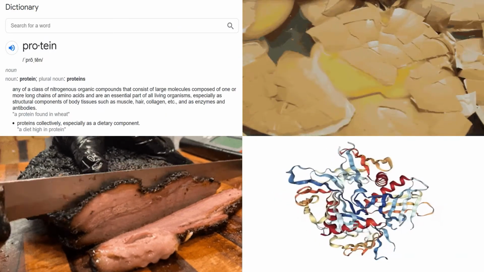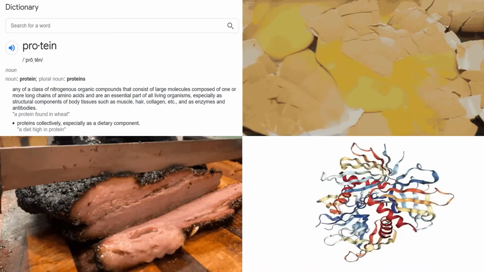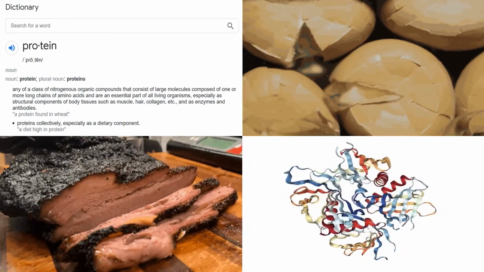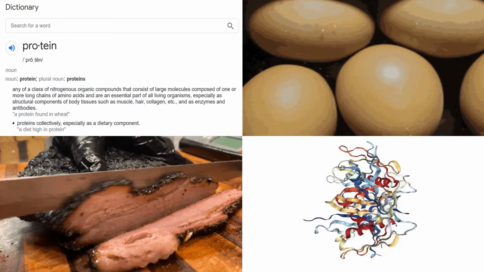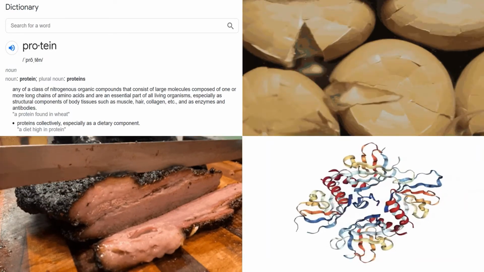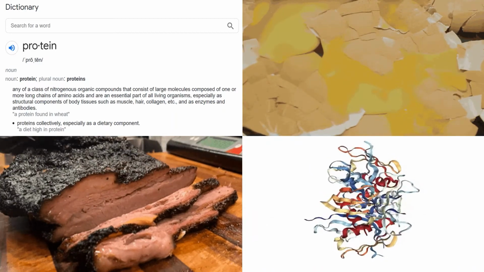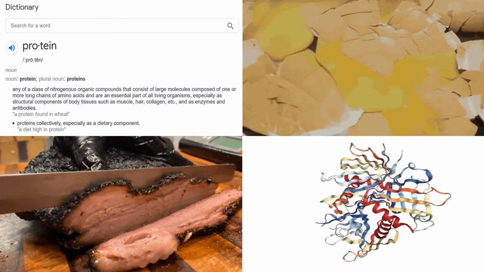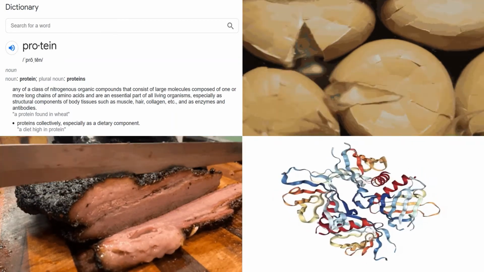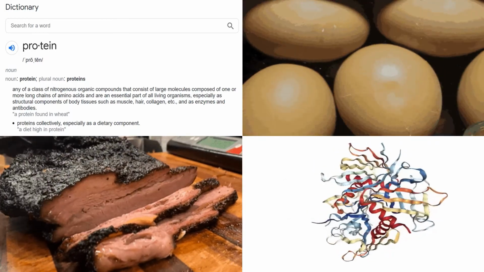All right, proteins, very, very important macromolecule. So a protein is any of a class of nitrogenous organic compounds that consist of large molecules composed of one or more long chains of amino acids and are an essential part of all living organisms, especially of structural components of body tissues such as muscle, hair, collagen, etc., and as enzymes and antibodies. Proteins, long story short, they can do just about anything in the body. So they structurally are part of a lot of things, such as muscle, hair, collagen.